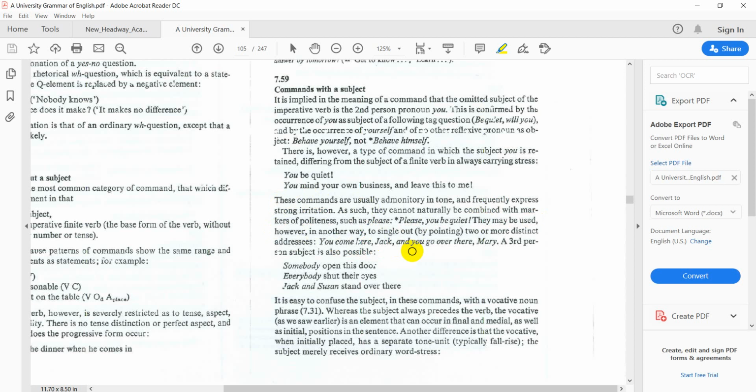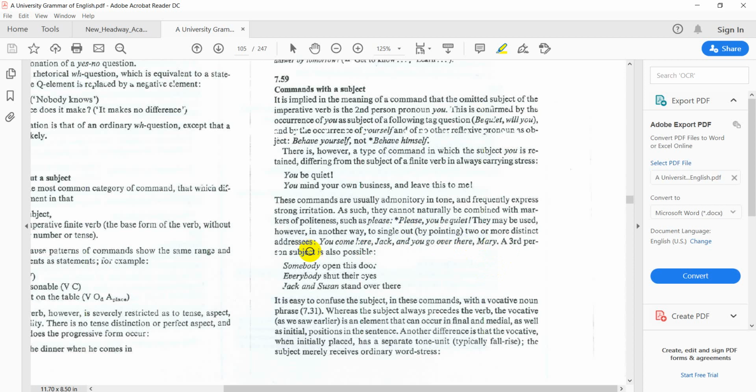They express strong irritation. So that's why commands with a subject express strong irritation and are never combined with markers of politeness, such as please. We never use please with commands with a subject. So if I say, "Please, you be quiet," this is wrong. Since there is a subject, it expresses strong annoyance or irritation.